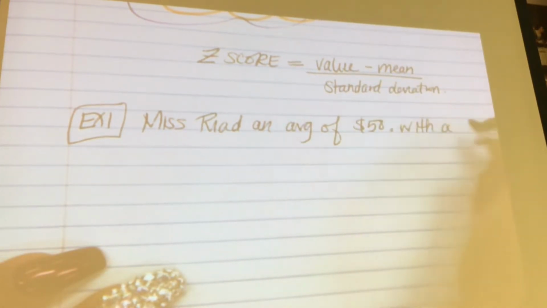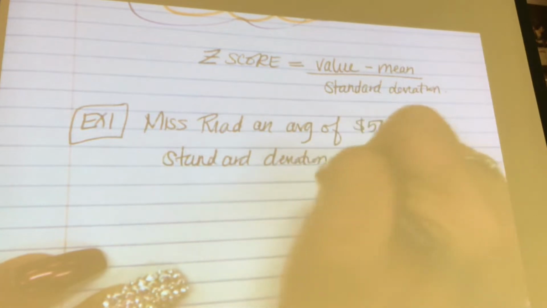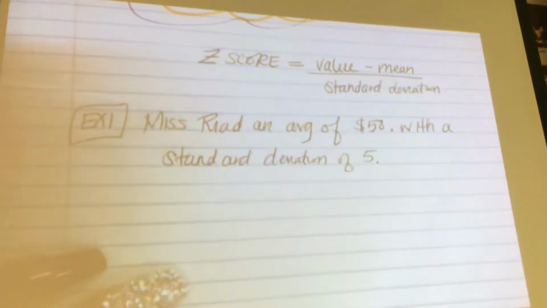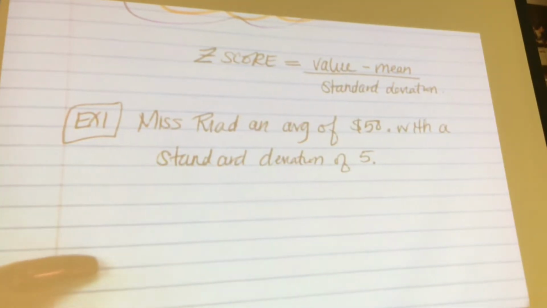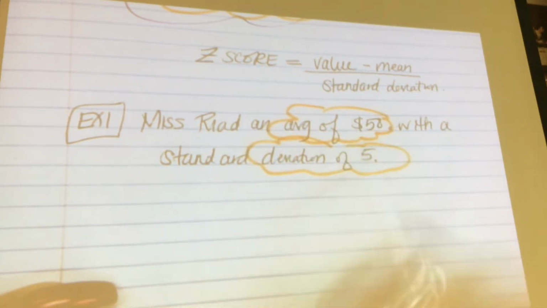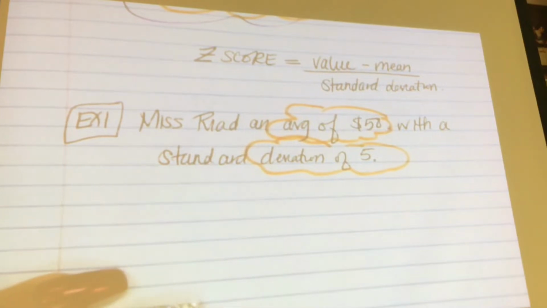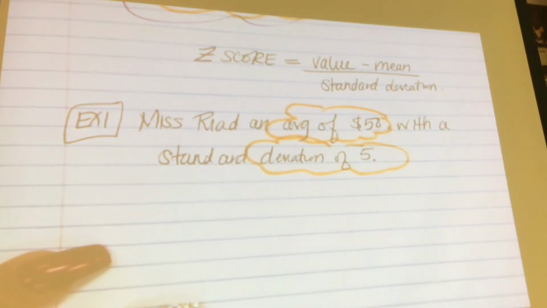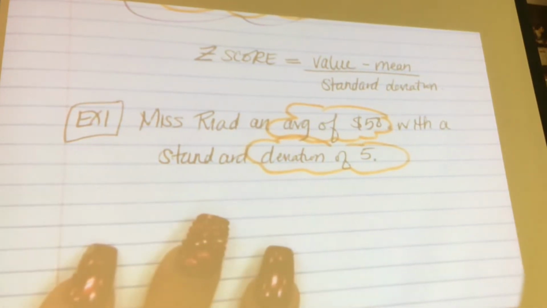Okay? So with a standard deviation of plus or minus 5. So a standard deviation of 5. So that's my mean. This is my standard deviation. Draw me the bell curve, please.